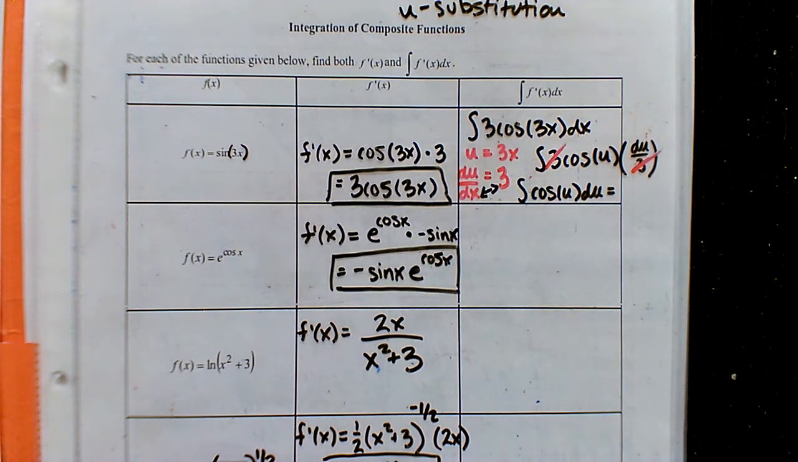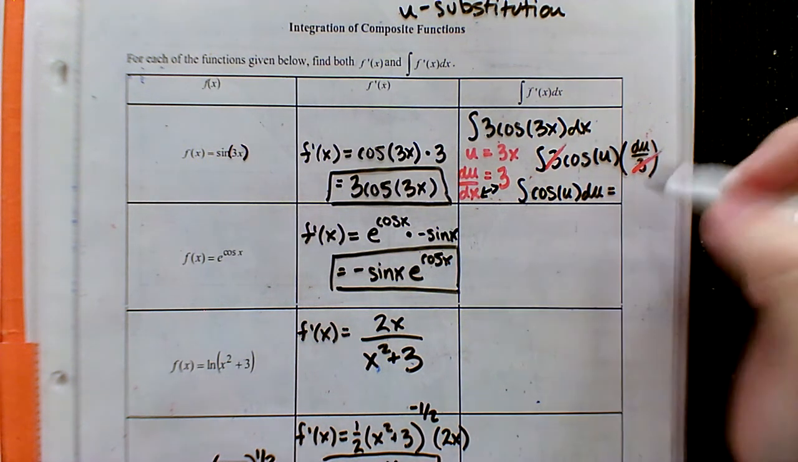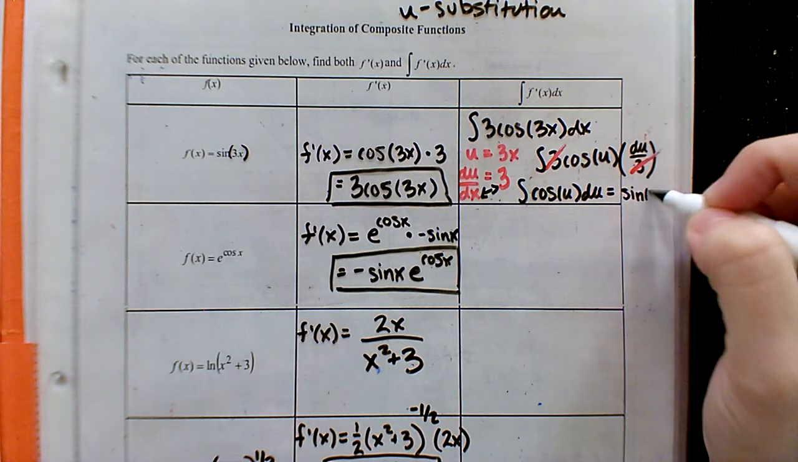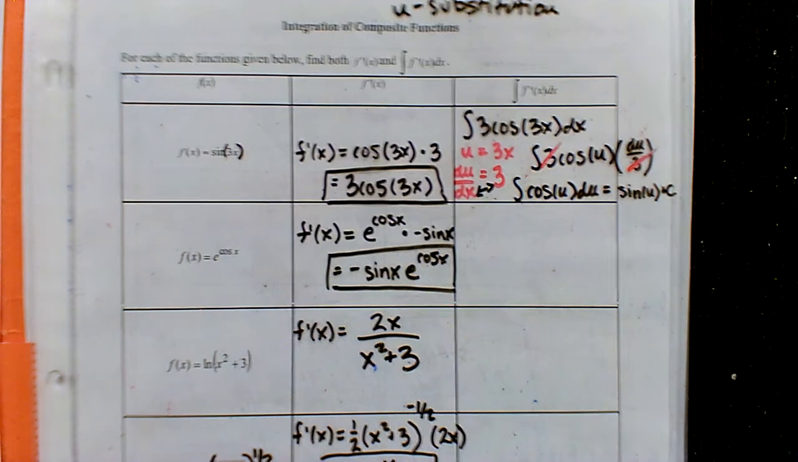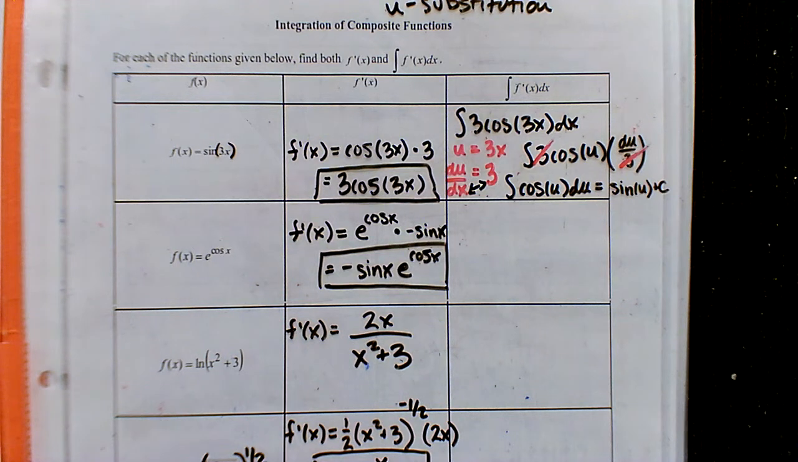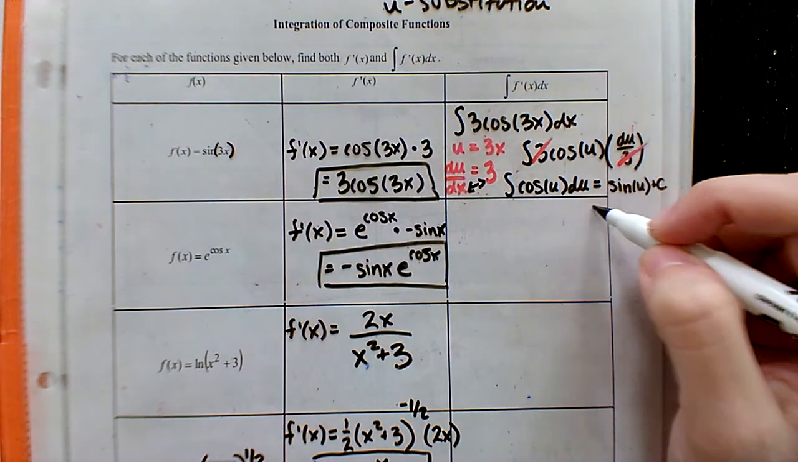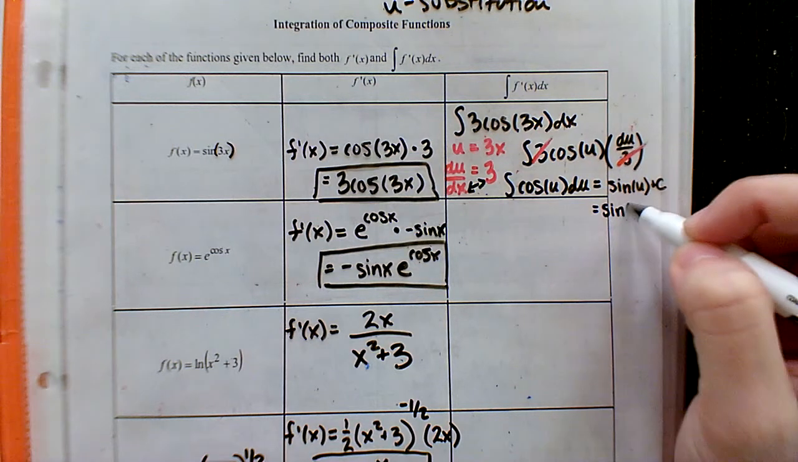Can we work backwards from cosine? We did it on the board. It'd be sine of u, let's not forget the plus c. But what did we say u was again? U was 3x. So what if we substitute that back in?